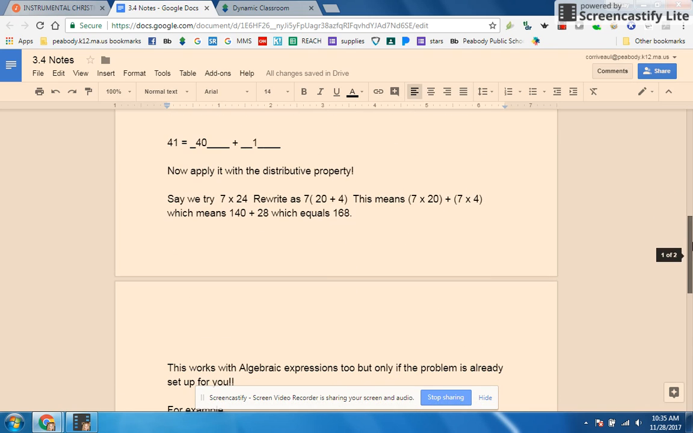So now let's apply this with the distributive property. Say we have 7 times 24. Take that single-digit number and put it on the outside of a pair of parentheses. Now we know how to break up 24: 20 plus 4. Now you're going to multiply 7 times 20 and 7 times 4 and add the two answers together. So that's 140 plus 28, which equals 168.